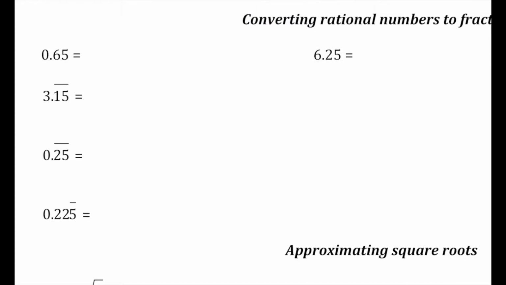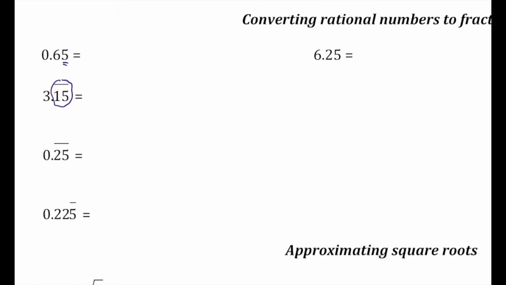All right, kiddo, here are some skills you bombed on the unit test. The first one, converting rational numbers to fractions. All of these cases of rational numbers are decimals. Some of them are terminating numbers, and some of them are repeating decimals. When you convert rational numbers to fractions, you just write it as what it is.